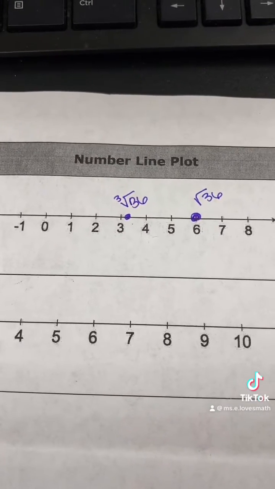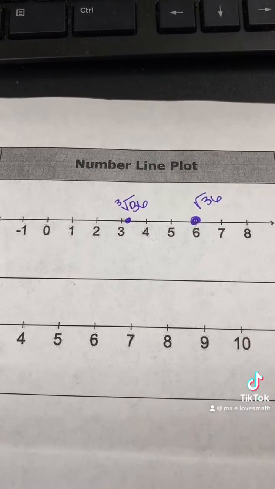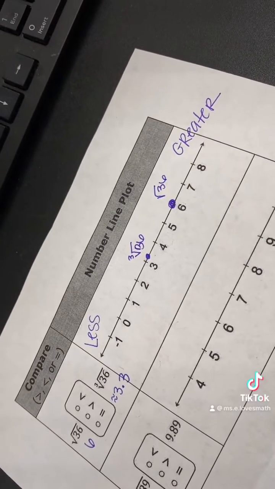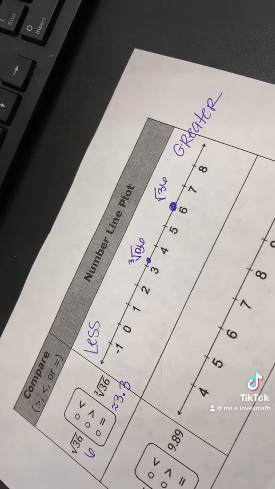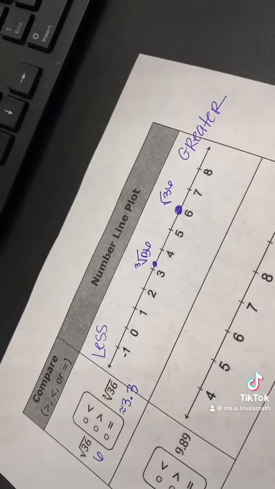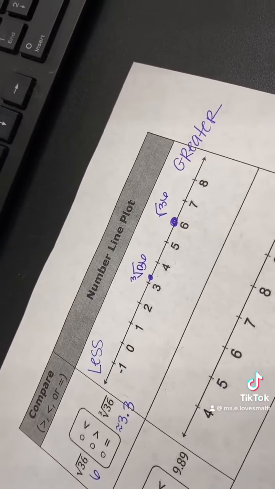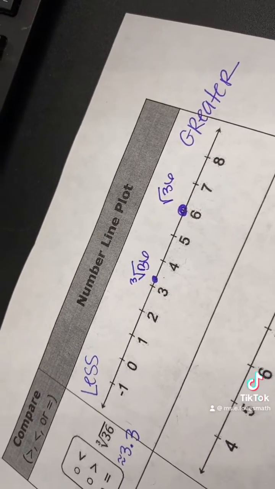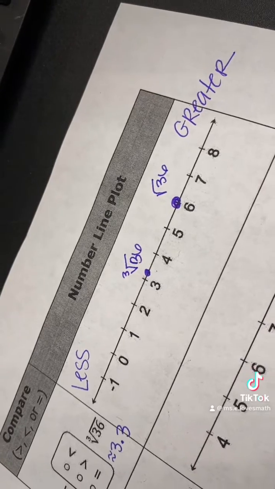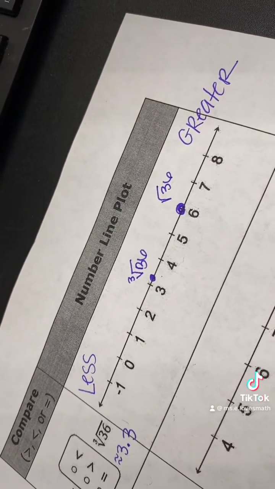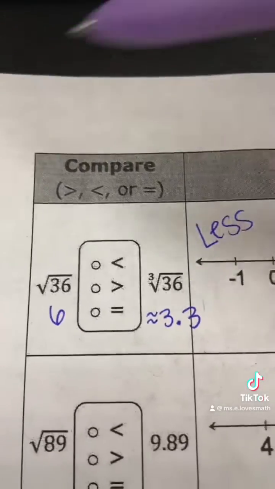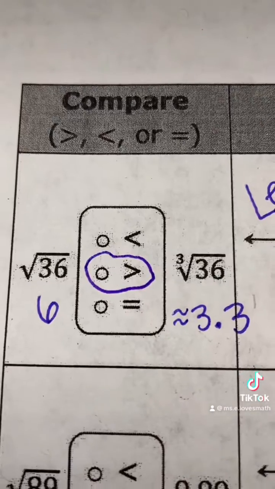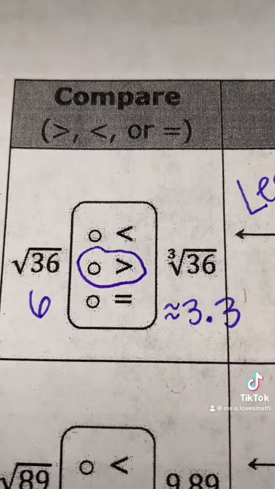I've placed these numbers on the number line so it's easier to see which one is greater and which one is less. As numbers go left, they get smaller or less than the other. As numbers go to the right, they get greater than any number to the left of it. So as you see here, the cube root of 36 is less than the square root of 36. We can also see that here, 6 is greater than 3.3. So we will use the greater than symbol.